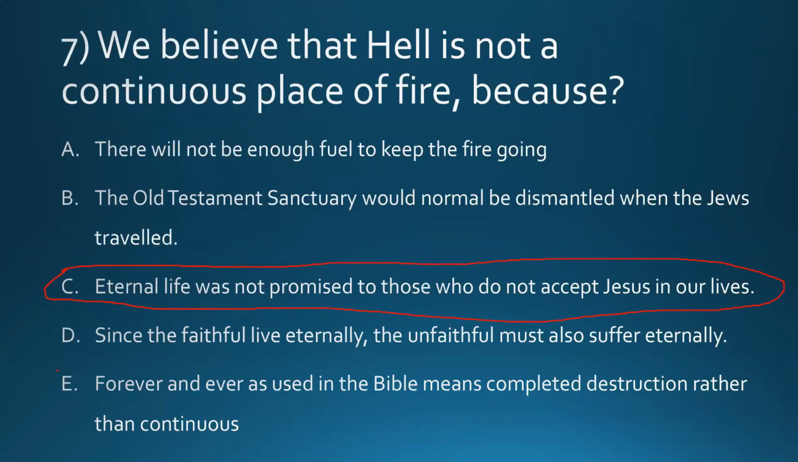And then the number E is also correct, because when we use the term forever and ever in the Bible, it really means complete. I really should have just said complete. It means complete destruction rather than continuous destruction. So when it says the devil's angels will be destroyed in hellfire forever and ever, it means completely destroyed.